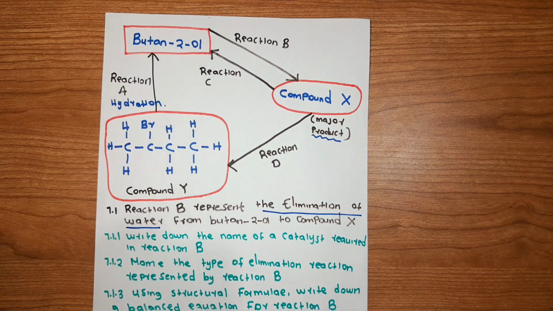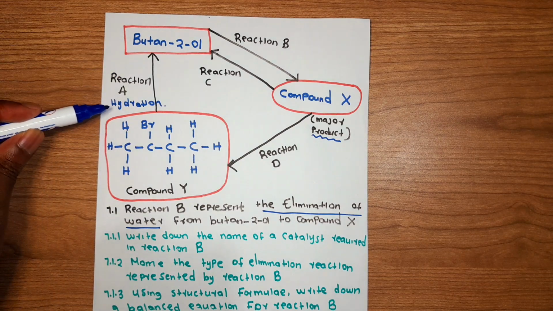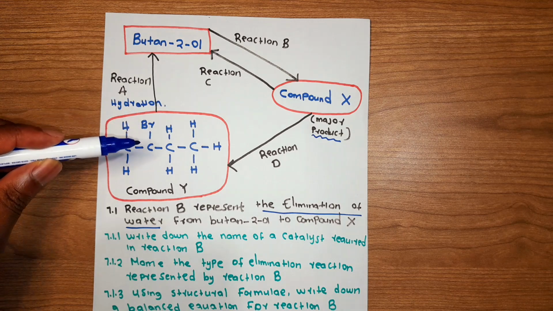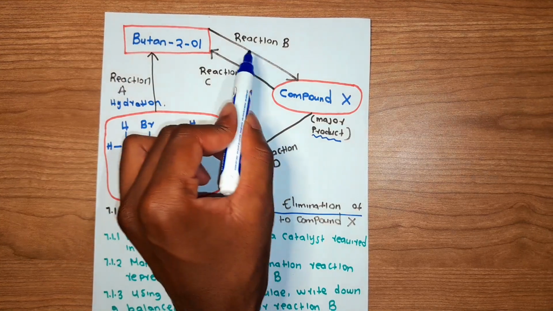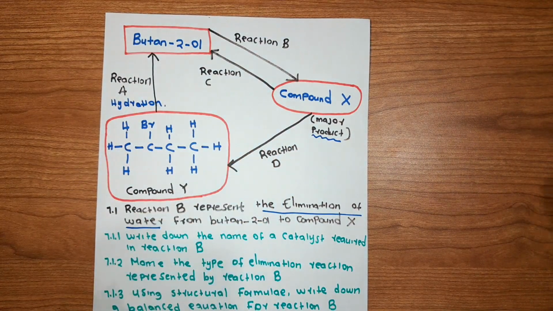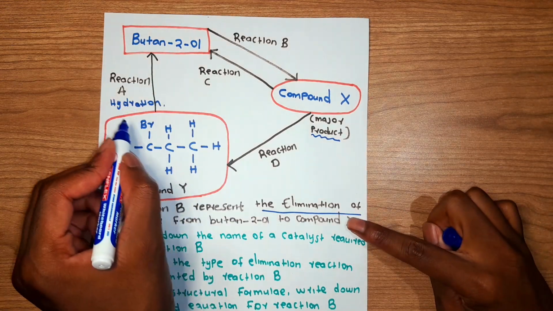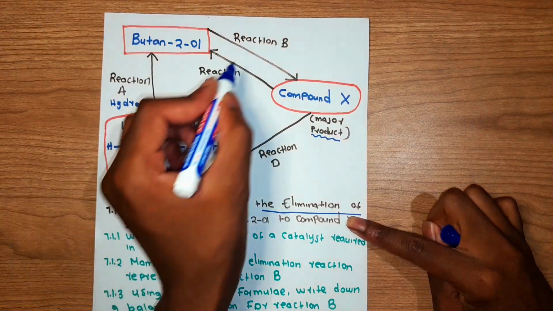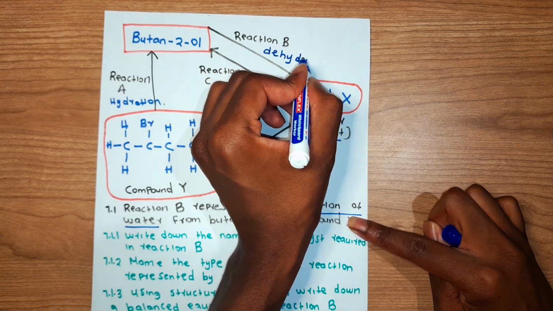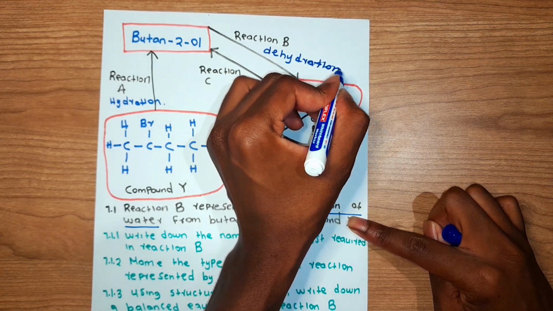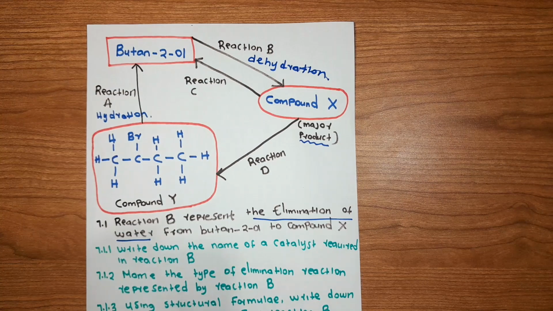What is the elimination of water? Well, we said reaction A is hydration because it is the addition of water. If reaction B is the elimination of water, we are removing water, it means it is going to be the opposite of hydration. It is going to be dehydration, right? It is going to be dehydration.